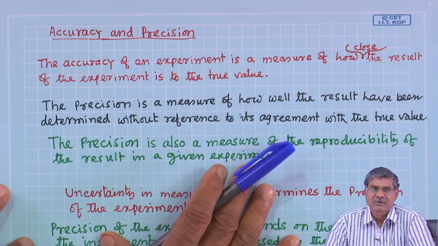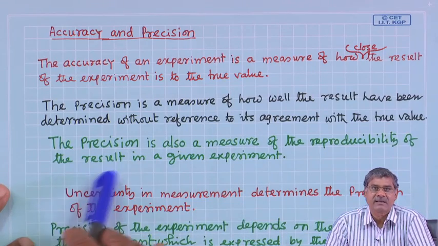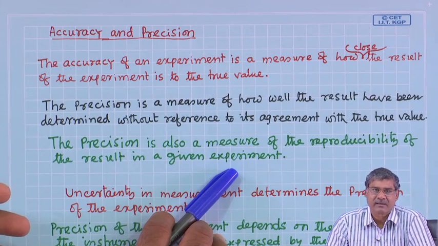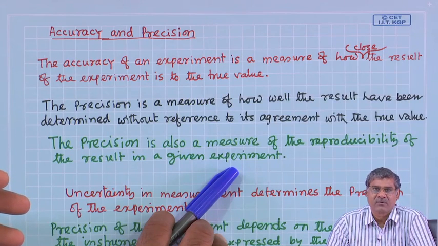So, this is the precision. Precision is also a measure of the reproducibility of the result in a given experiment. If you repeat the experiment, then all the time you will get more or less the same result, the same kind of data. This is called reproducibility. You can reproduce your result by measuring many times. So, if you get the same result, the same data, then we say the reproducibility of your experiment is very good, and that we express in terms of precision.